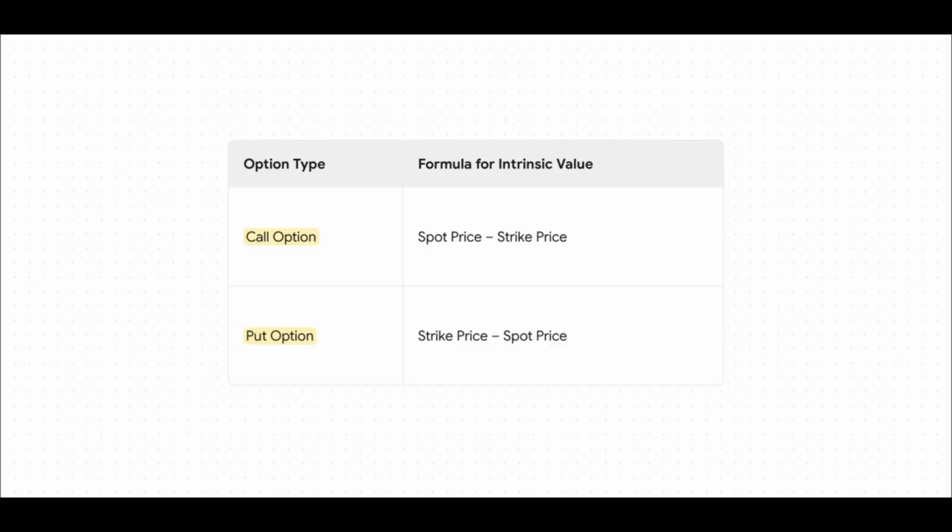For a call option, you just take the current stock price, the spot price, and subtract your strike price. For a put option, you just flip it around: you take the strike price and subtract the spot price. That's it. These two little formulas are the secret sauce to everything we're talking about.